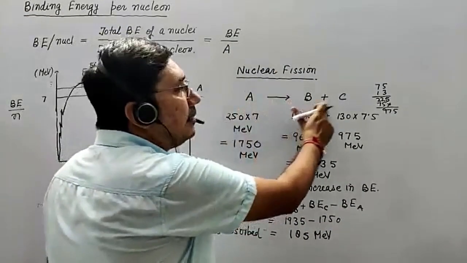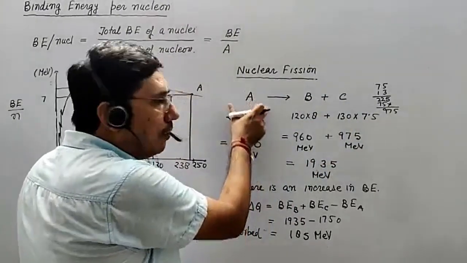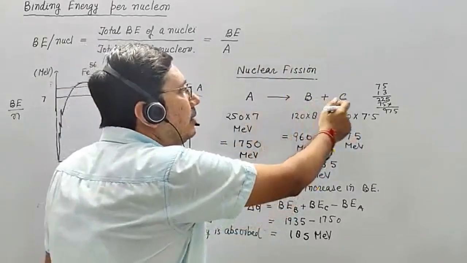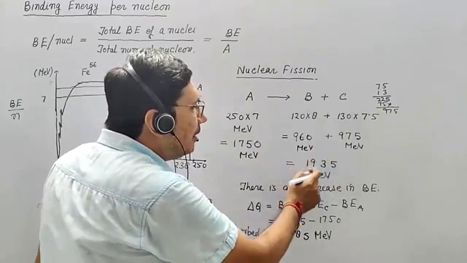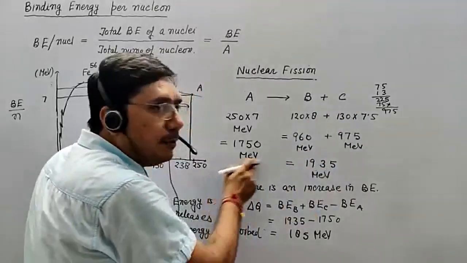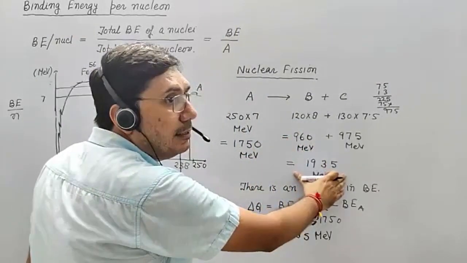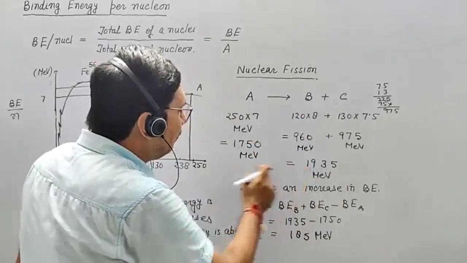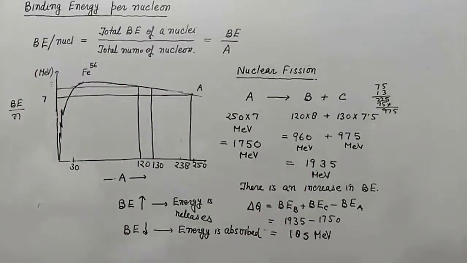Now A is converting into B plus C. So when A was formed, this much amount of energy was already released. But when it converts into B plus C, then the total energy released should be 1935. So much amount of energy is already released. So how much extra energy does it have to release for this process? This will be the difference between the two. So 185 MeV energy will be released.